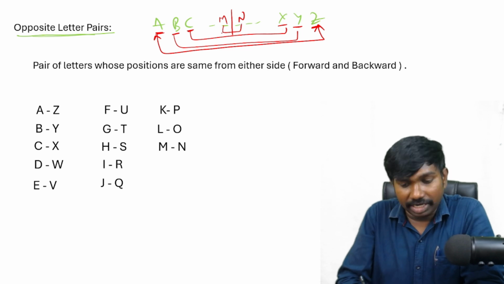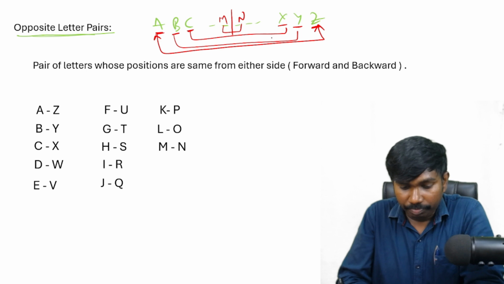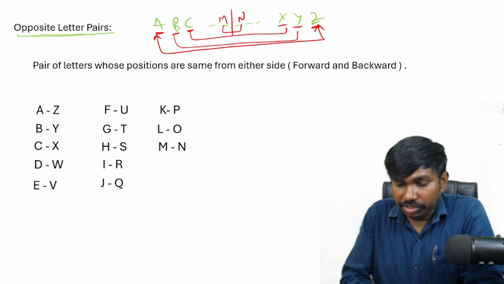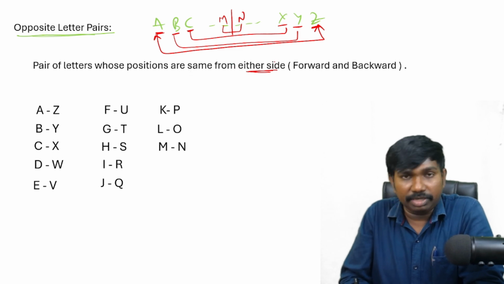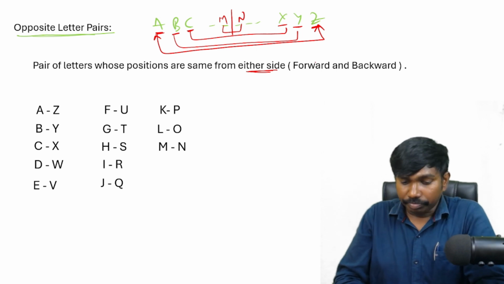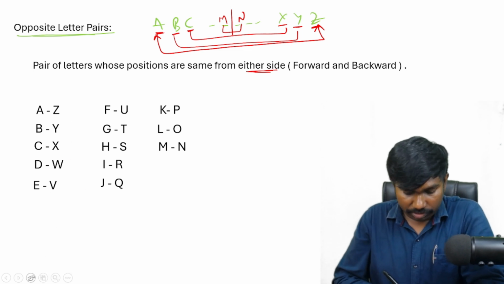In that way, you will get until M to N. M is the 13th letter from the beginning and N will be the 13th letter from the last if you count. So see, here I have given the definition. Pair of letters whose positions are the same from either side. Either side means both forward position and backward position. Forward direction and backward direction. Okay, you should remember the letter positions as well. See here A, Z, B, Y, C, X, D, W, and you have to remember these things also.